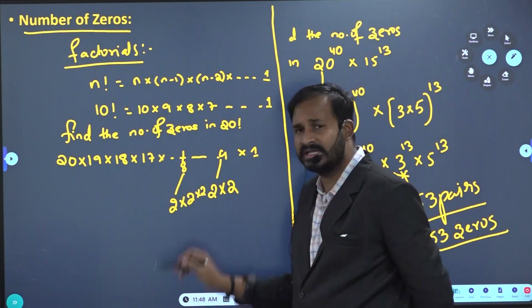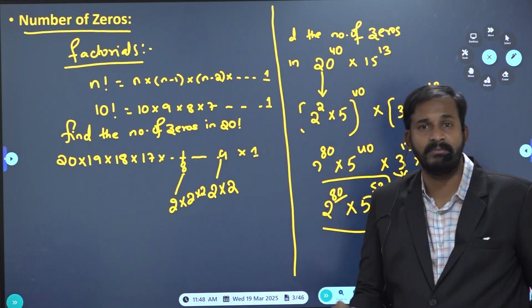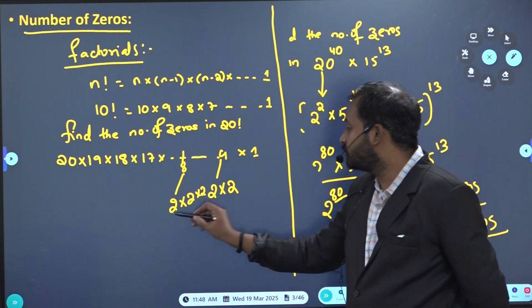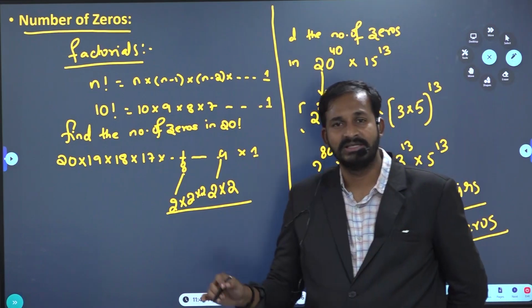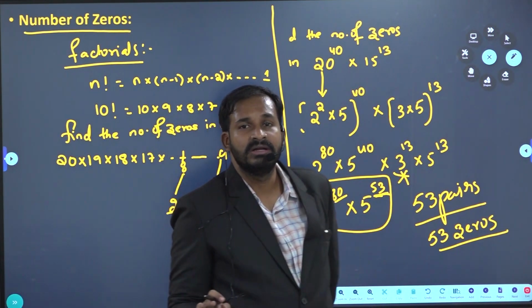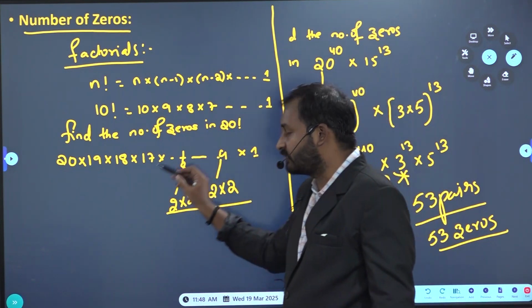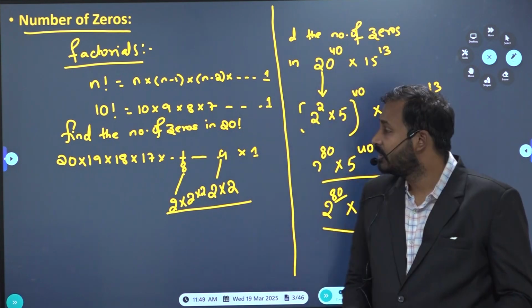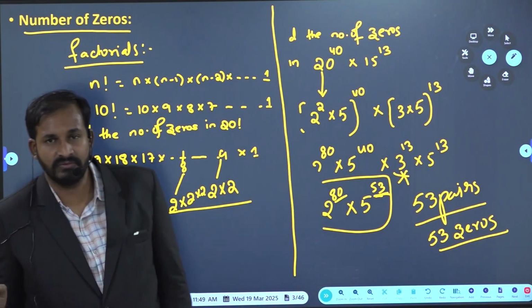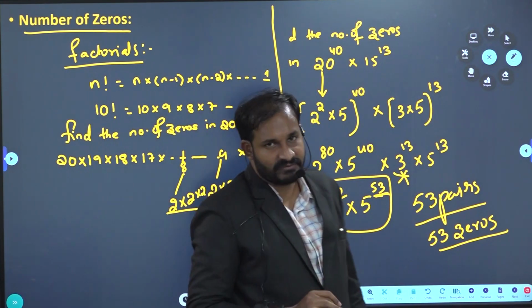So what I can say here is we will have many 2's. So in the case of factorials, we will not bother about the 2's. We only concentrate on the number of 5's. So we will see how many 5's are there in our given problem.